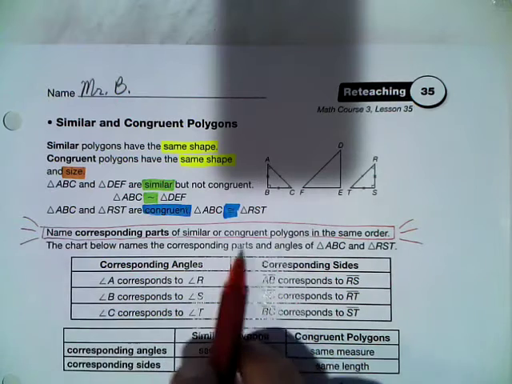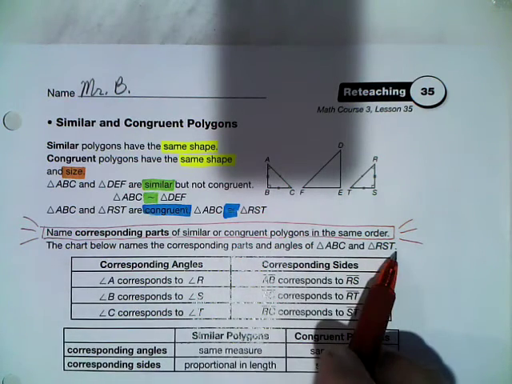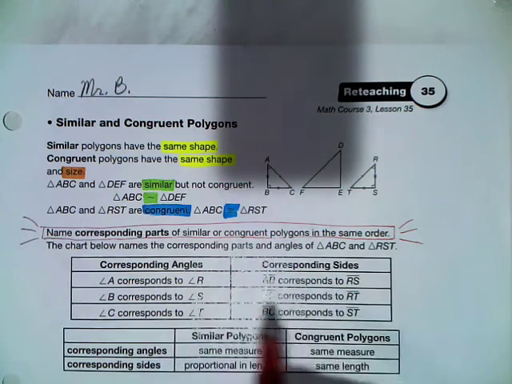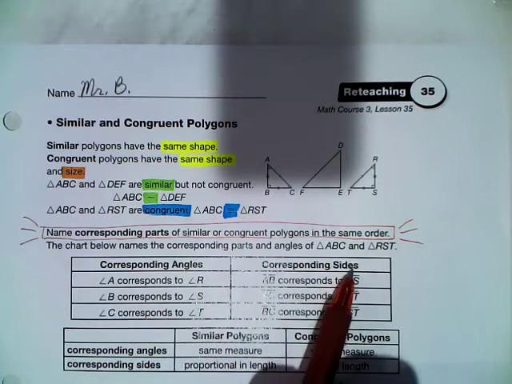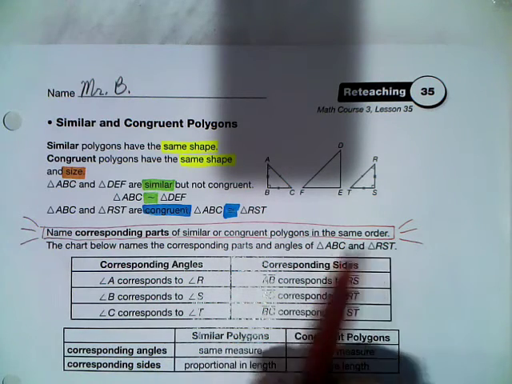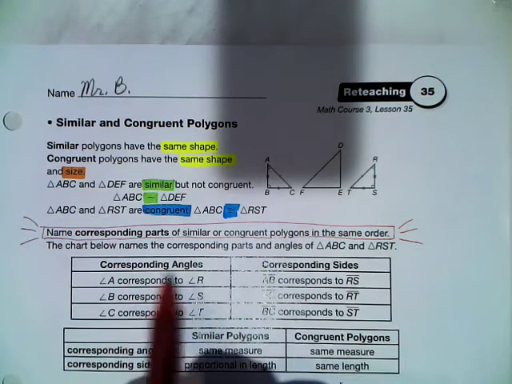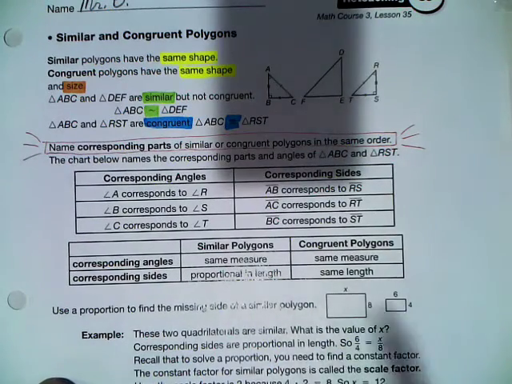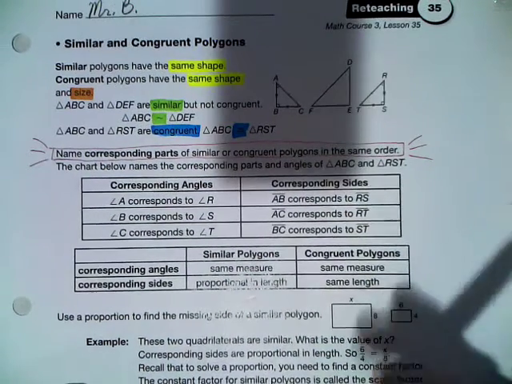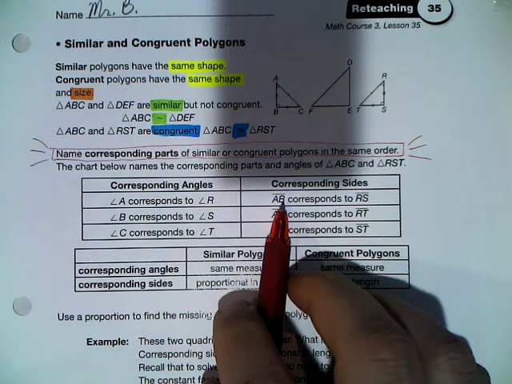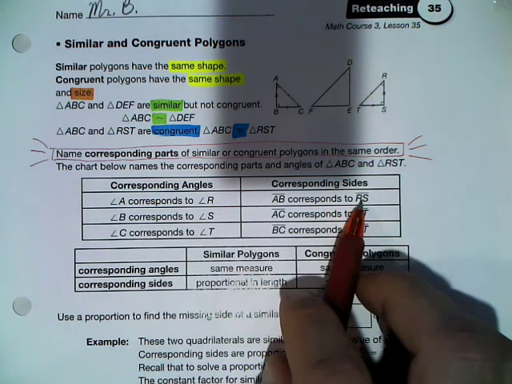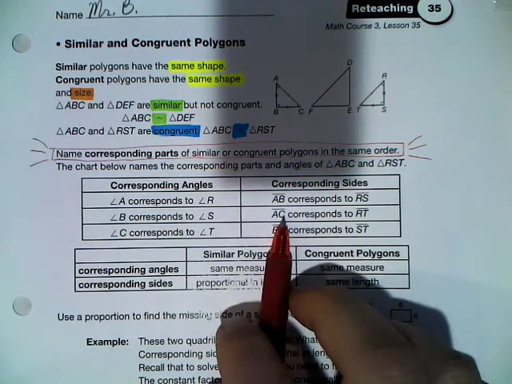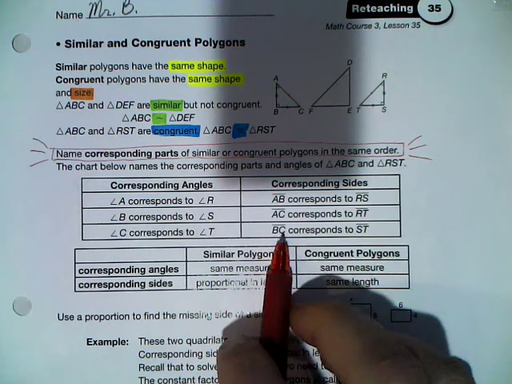So the chart below names the corresponding parts and angles of triangle ABC and triangle RST. So if they're written in those orders, then we know what corresponds. So the angles and the sides. So A corresponds to R, B to S, C to T. So real easy angles. Angle A corresponds to angle R. Angle B corresponds to angle S. Angle C corresponds to angle T. Now when it comes to the sides, it's a little bit more involved, but it's still the same idea. So segment AB, well, A corresponds to R and B corresponds to S. So segment AB corresponds to segment RS. Segment AC corresponds then to segment RT, and segment BC corresponds to segment ST, because B corresponds to S and C corresponds to T.